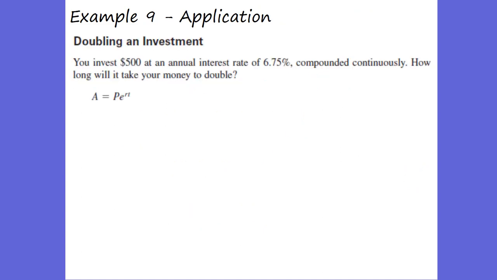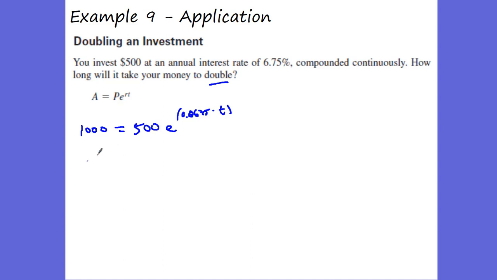And so one last example. I tricked you. One last example. It's an application. You're going to invest $500. That's going to be your principal. So you have $500. And your interest rate is 6.75%, so 0.0675. And we want to know the time it takes to double your money, which means your money is going to be $1,000 because we're doubling that bad boy.